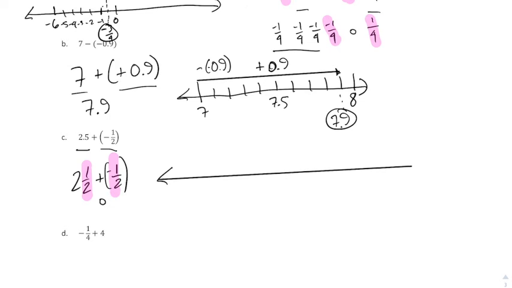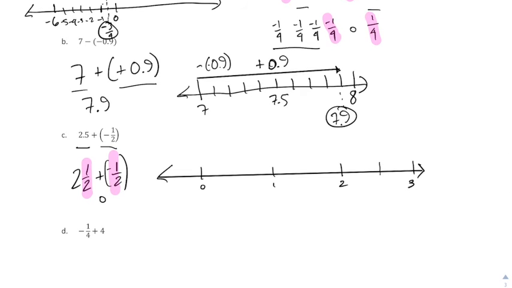And if I make my number line, it doesn't want to be flat. I'm going to start off at 0, 1, 2, 3. I'm going to get my first one halfway between 2 and 3. I'm taking 2.5. And I'm adding negative 1/2. So I'm going back in the opposite direction.